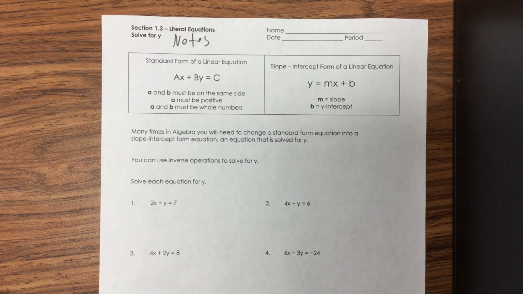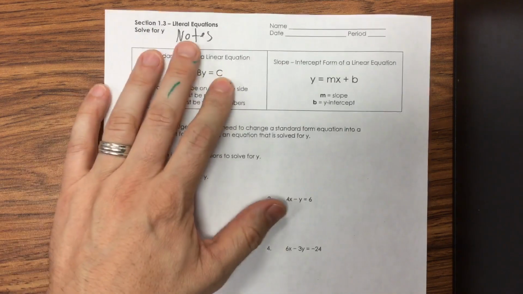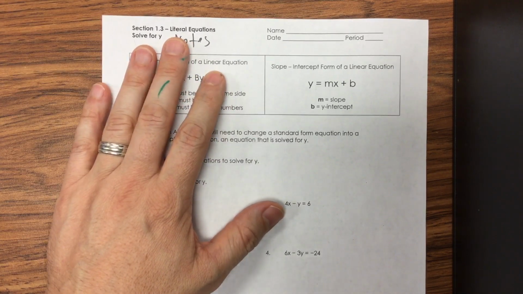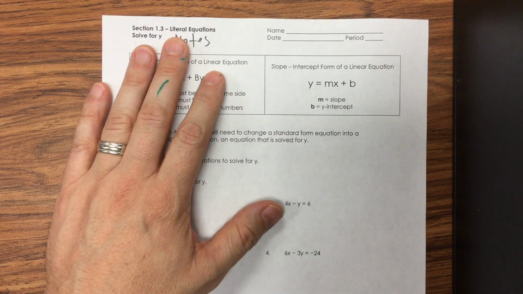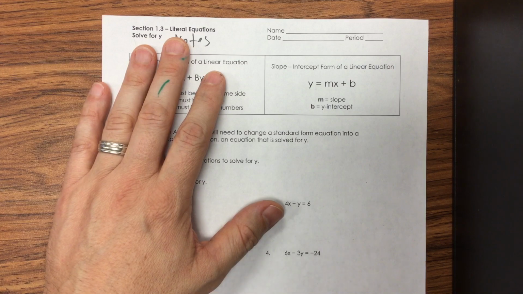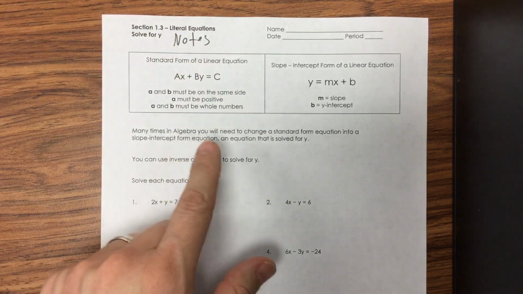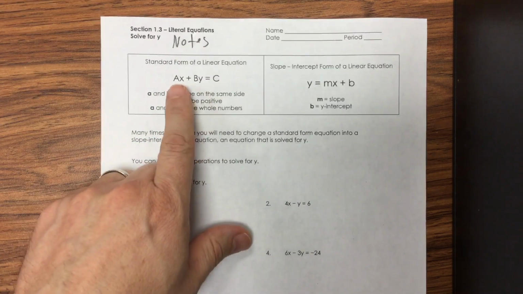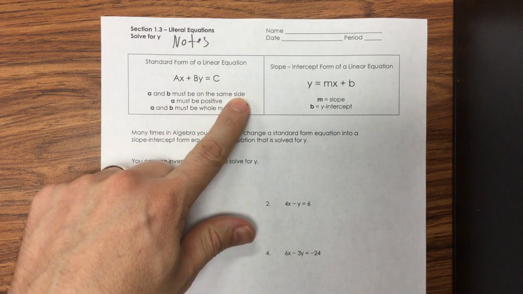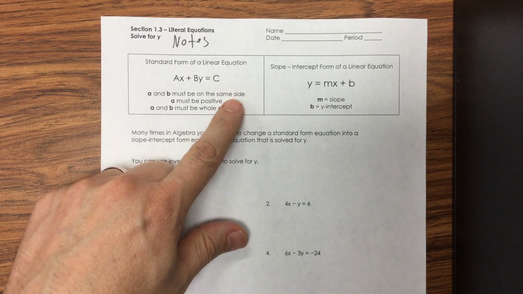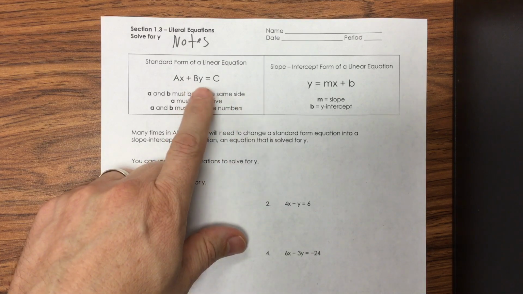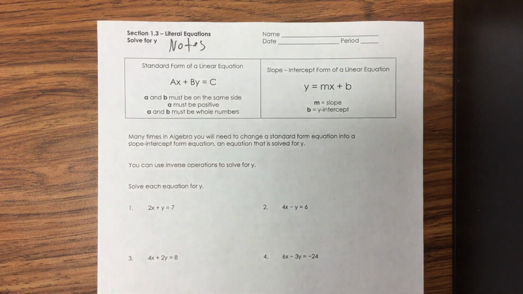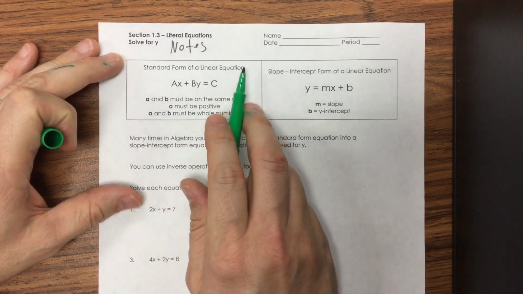Okay guys, today's topic, which is actually a two-day topic, is literal equations. That is basically an equation that deals with more than one variable. So when you have more than one unknown, you're not solving and getting an answer. You're basically getting the variable that you want to solve for, so to speak. You're getting it by itself.